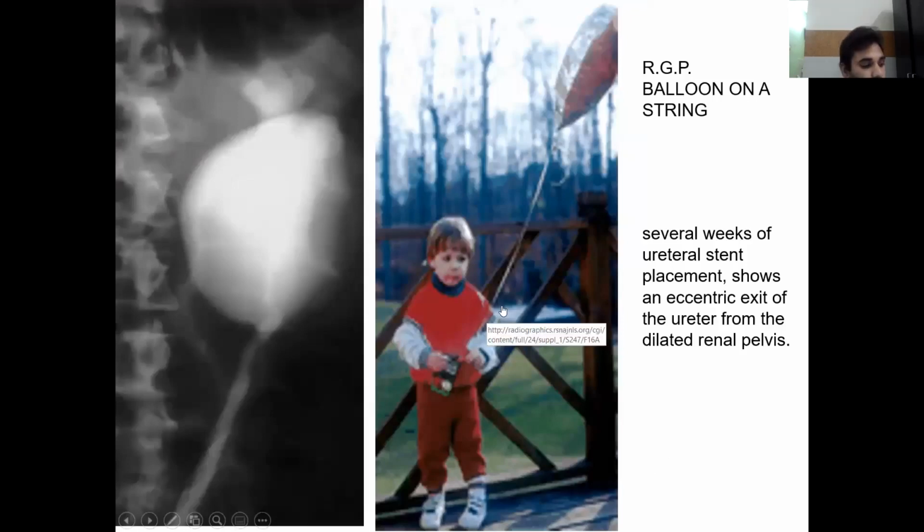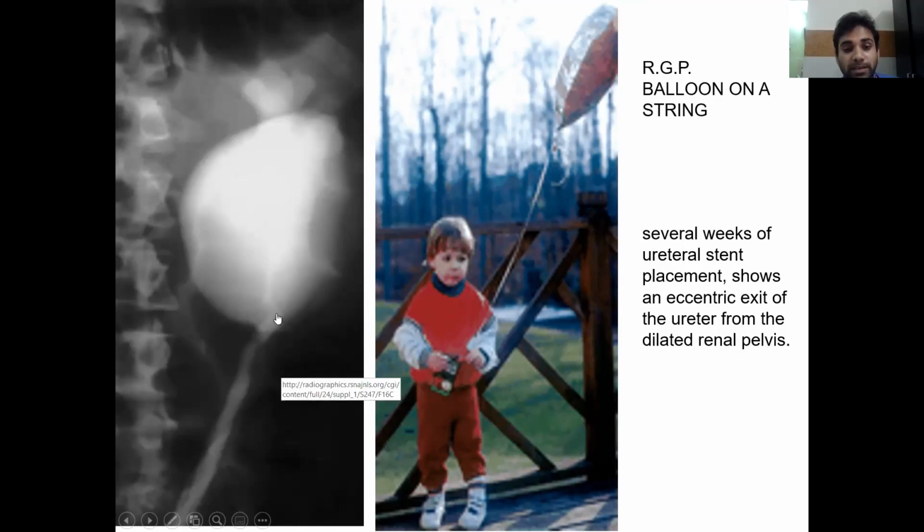Next, balloon on a string sign. The balloon on a string sign refers to the appearance of the ureter on intravenous urography in uretero-pelvic junction obstruction. It is seen due to the high and eccentric point of exit of the ureter from a dilated renal pelvis. So in the given case, the IVU shows, on the left side, a ureteral stent in place, and shows an eccentric exit of the ureter from the dilated renal pelvis.